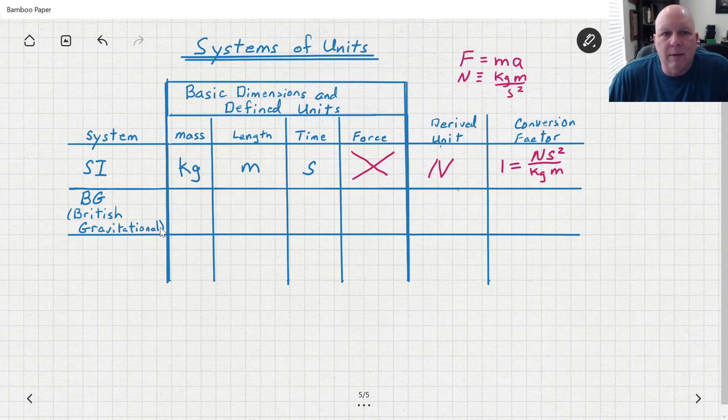In the British gravitational system, our basic defined units, let's see, for mass, well, what if we use mass as our derived unit? So we'll define our unit of length as a foot, our time unit as seconds, and let's define force as one of our basic dimensions. And the unit we're going to use is called a pound. I'm going to put an F subscript on it just to emphasize that that's a pound force. And then our derived unit would be a slug.